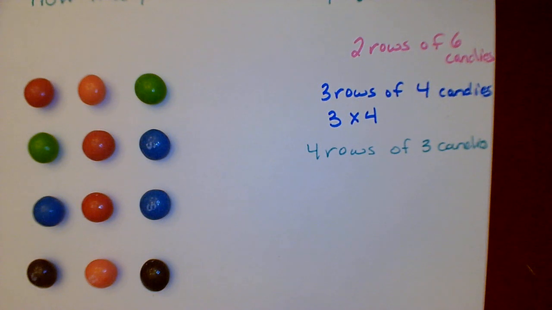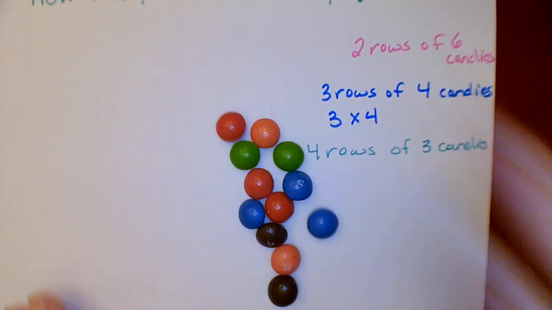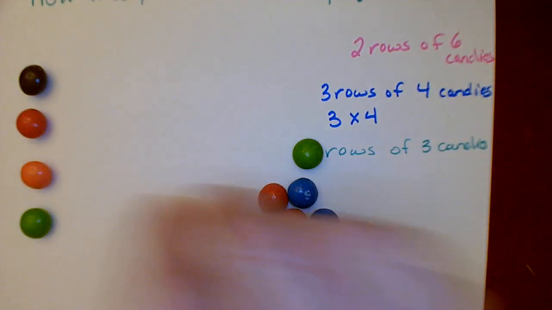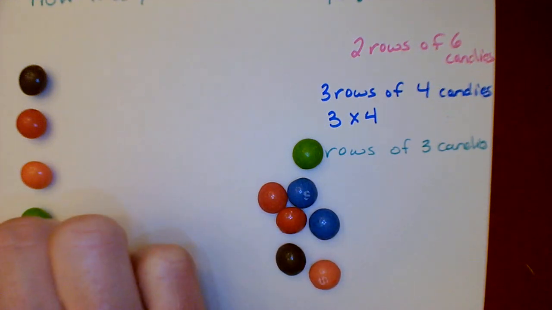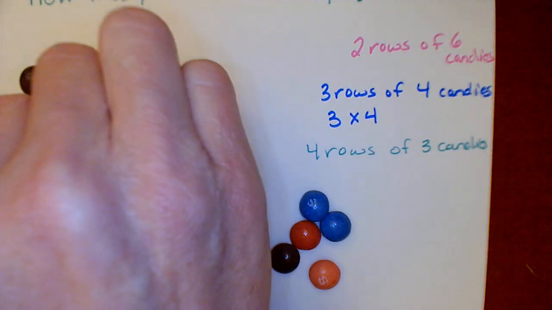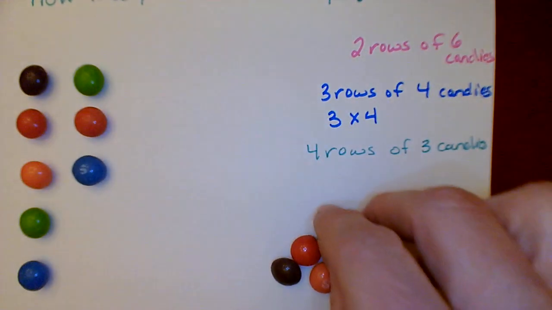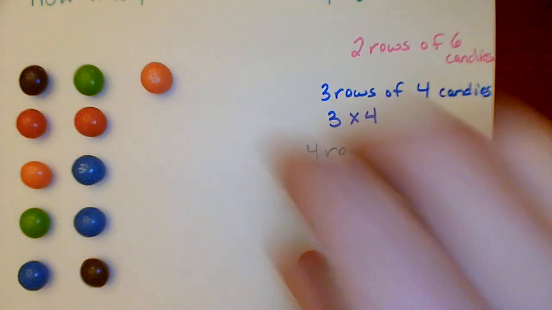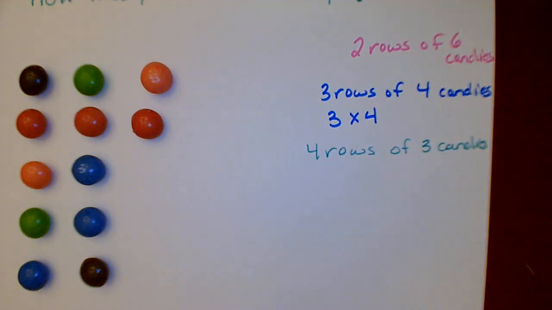So let's try maybe 5 rows. Let's see what happens. So let me mix these up, and let's make 5 rows. So we have 1, 2, 3, 4, and 5. So there's 5 rows, and let's see if that works out. So I'm going to put another one in each row. So now each row is going to have 2 candies in it. And now I'm going to put my last 2 candies. Now you see, I used up all my candy.